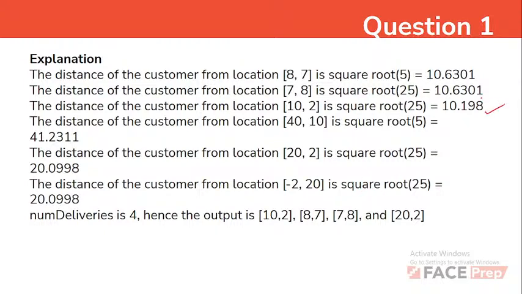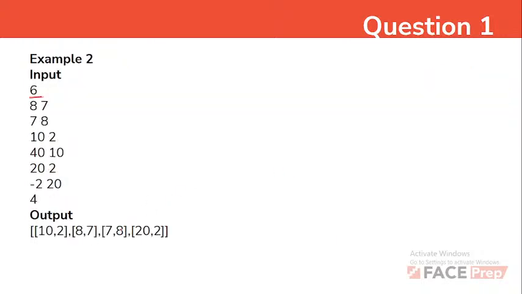So this is going to be included and this is going to be included. This is also going to be included because of the same distance. And finally, while comparing these 2, here also the same thing, right? So now the number of deliverables is 4, right? So the output will be 10 comma 2, then 8 comma 7, then 7 comma 8 and 20 comma 2. So after sorting, you can print the first 4. What it means is, after sorting, till the 4th index position you can print the location. After that there is no need to print the location.